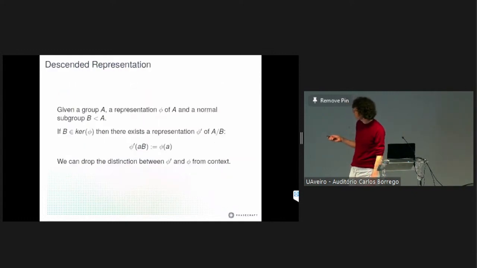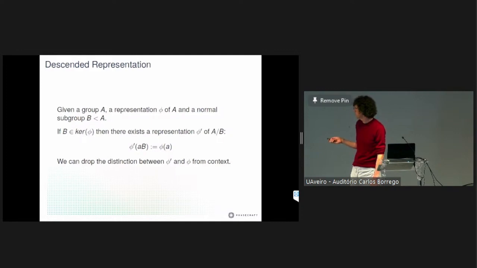If you have a group A and a representation phi of A, and then you have a normal subgroup B of A, and if B is in the kernel of phi, then there exists a representation phi prime of the quotient group, A quotient B, which is just the natural definition, right? You take the privileged element, like A times B, and B goes to the identity under phi, and so this is all consistently defined.